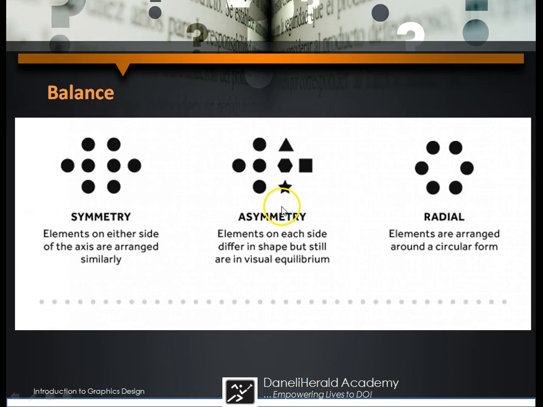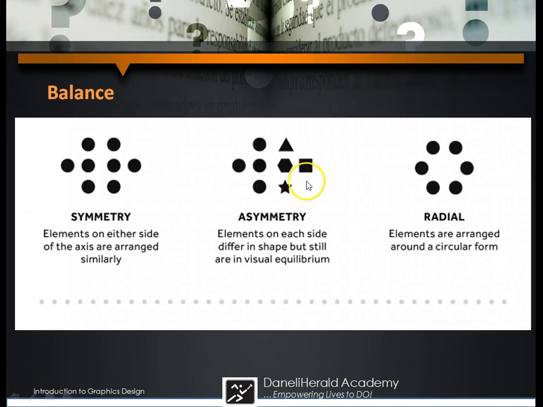Asymmetry is the second one under the basic principle of balance. Elements on each side differ in shape but still are in visual equilibrium. This is how it is. You have 8 shapes, and then you group the 4. This is what was done here. This is just an example. It's applicable in almost all forms of design. You group together the 4, some similar shapes, and then these are the dissimilar shapes.